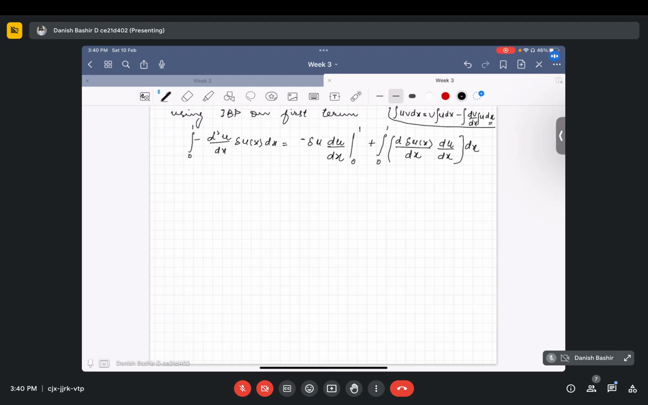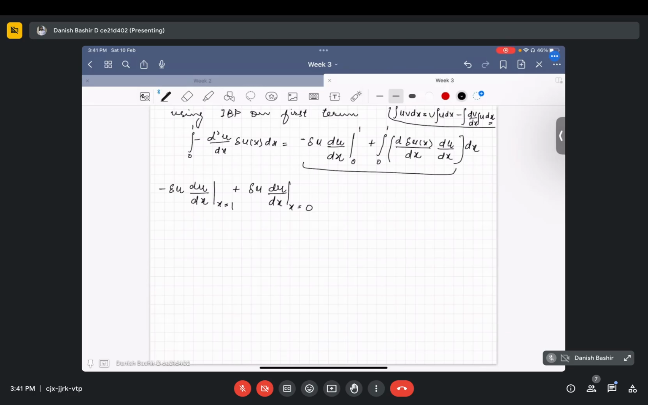So after this, the complete equation will be, if I add the second term as well, minus delta u du by dx at x equals 1. I am now splitting it, because it will be x at x equals 1 minus x at x equals 0. So it's minus minus, it will be plus delta u du by dx at x equals 0.